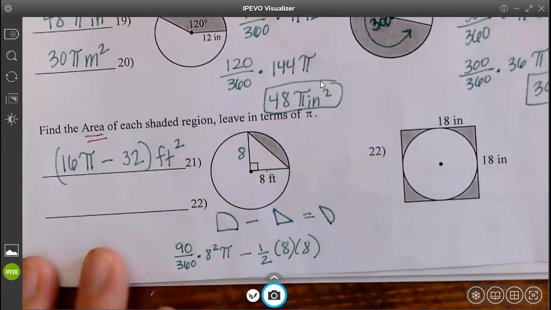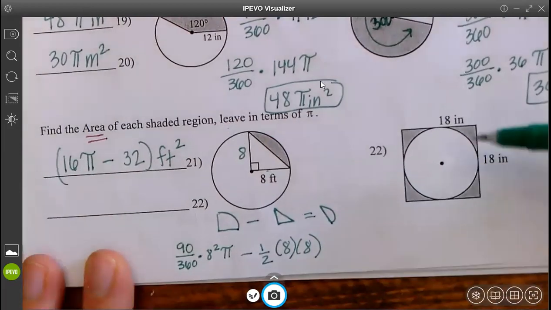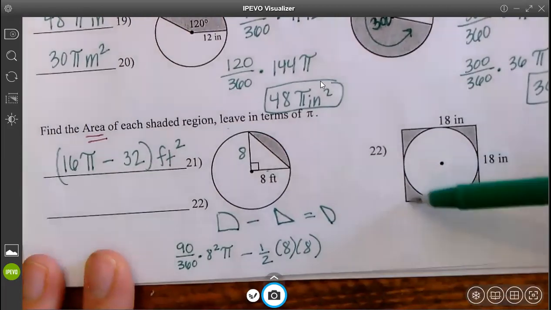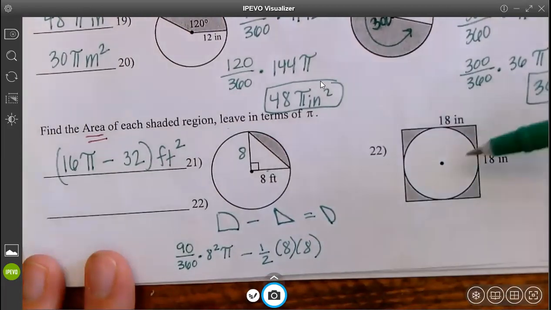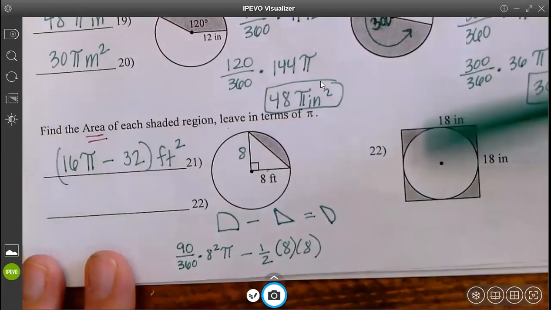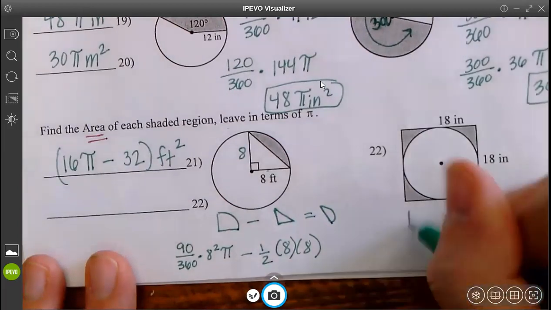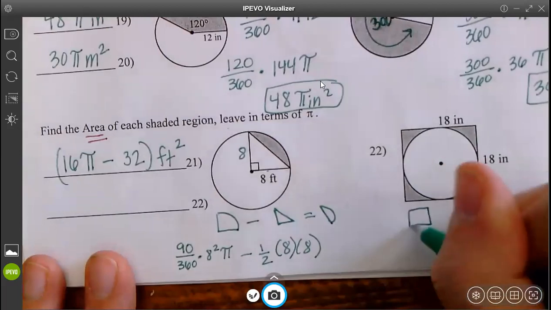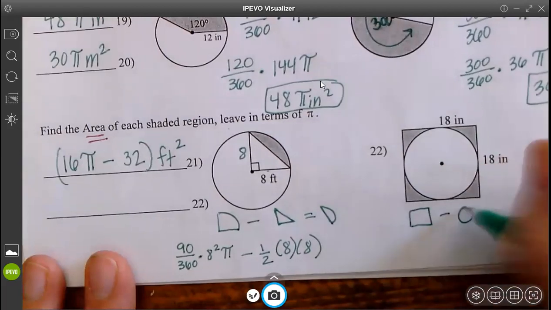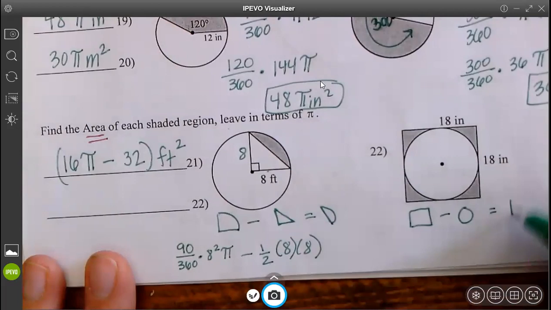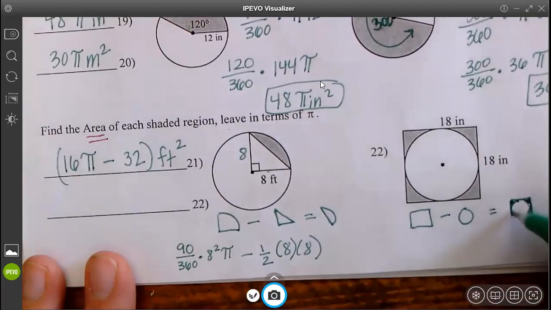Good. Okay, so this one, we're looking for the shaded region. So let's see here. I'm trying to think of what we did. Did we do a box on the area of that, and then we took out the circle? That's what we did. So is it square minus circle? Uh-huh. That minus circle gives us the shaded pieces. Visual here.